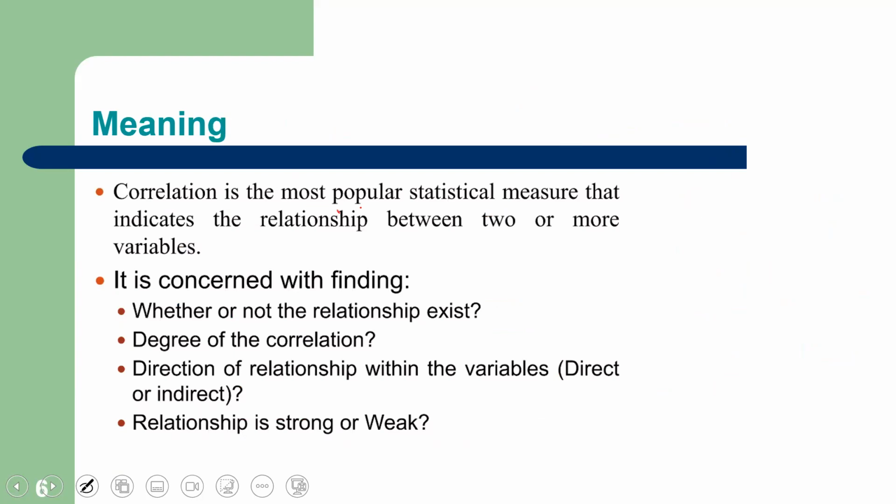Correlation is the most popular statistical measure that we use particularly when we want to indicate the relation between two or more variables. Mainly it is concerned with finding whether or not a relationship exists, and what is the degree of the correlation. Whether it is a positive correlation or a negative correlation, and the direction of the relationship within the variables. Then whether the relationship is strong or weak. These are the things we want to know in the data set.